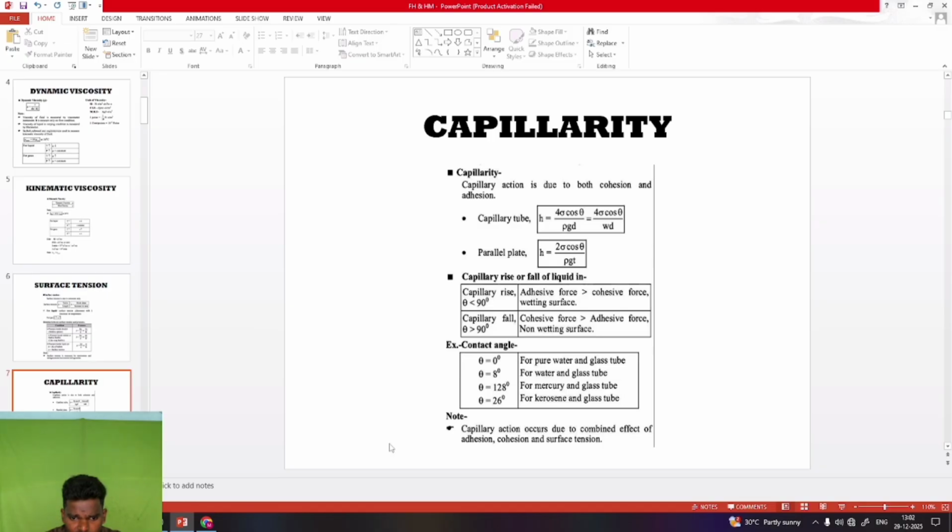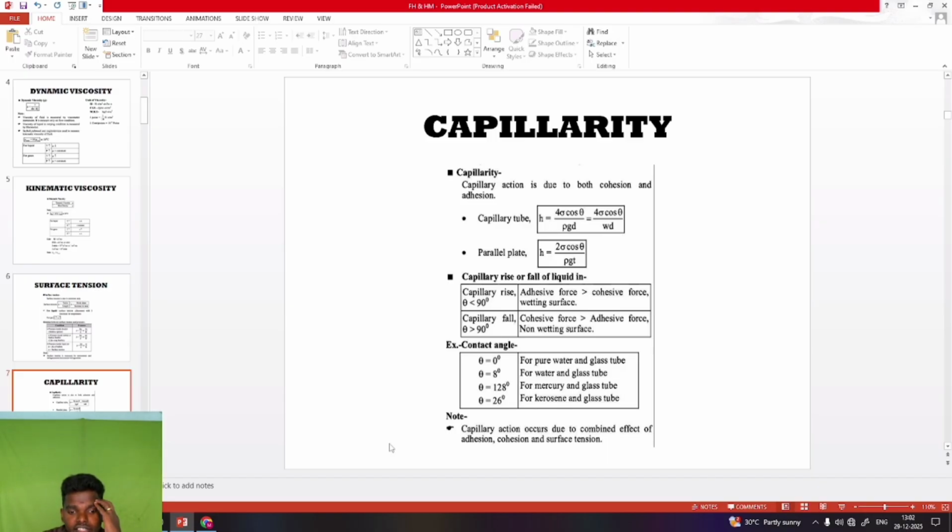For capillary rise or fall of liquid, if it is capillary rise, theta is less than 90 degree, adhesive force is greater than cohesive force, and it is a wetting surface. If it is capillary fall, theta is greater than 90 degree, cohesive force is greater than adhesive force, and it is a non-wetting surface. The contact angle theta is 0 degree for pure water and glass tube.